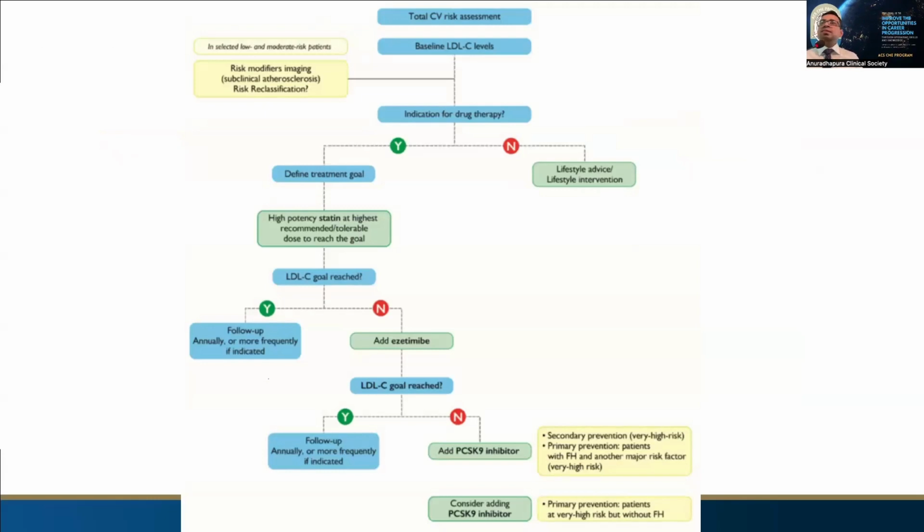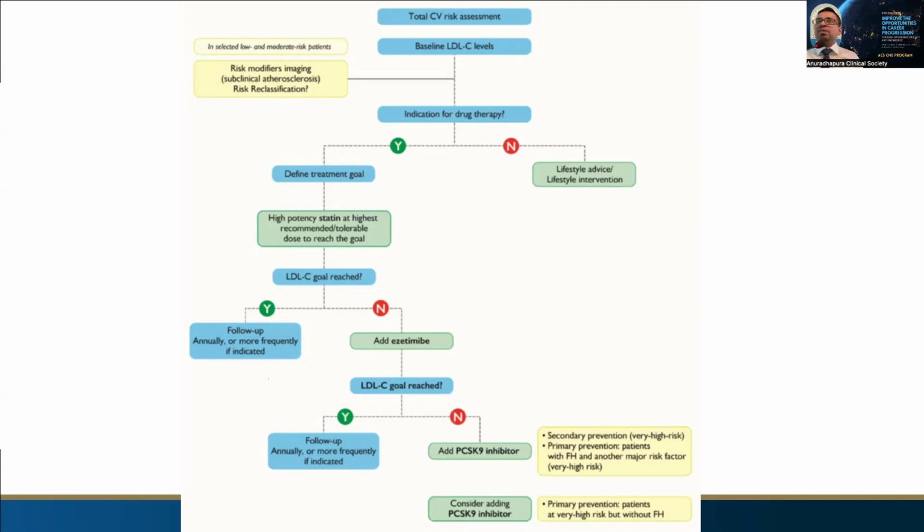This is the summary of pharmacological treatment. When you assess the total risk and the baseline LDL level, you decide whether this patient needs treatment. If they don't need it, they are only for lifestyle modification. If they need treatment, you start with potent statin treatment. Then you monitor the patient, preferably after 6 to 8 weeks, though sometimes 4 weeks is enough. After 2 months, they will basically have a reasonable level. Then you continue.